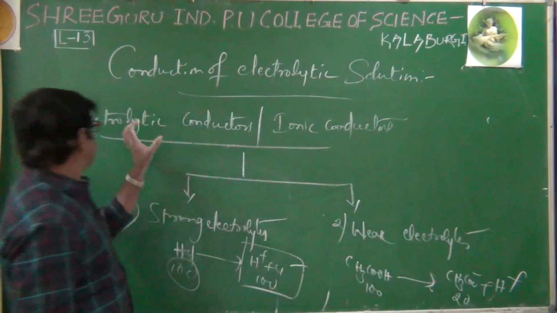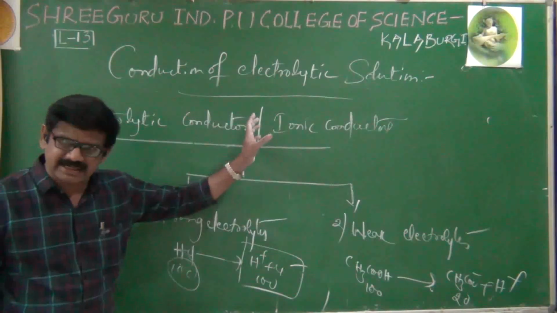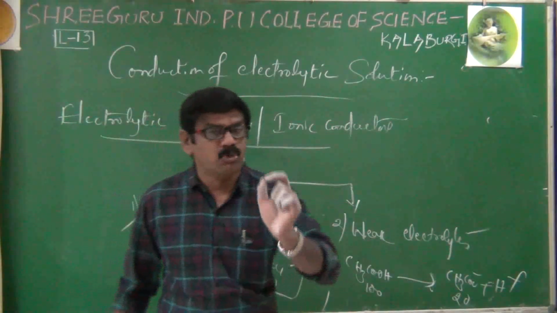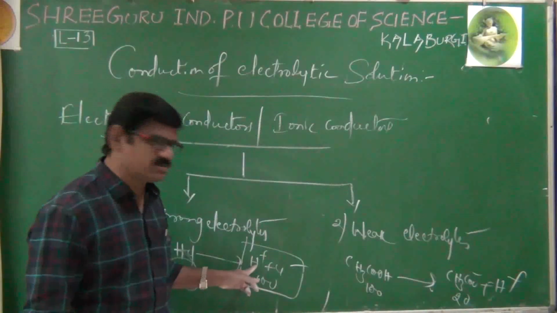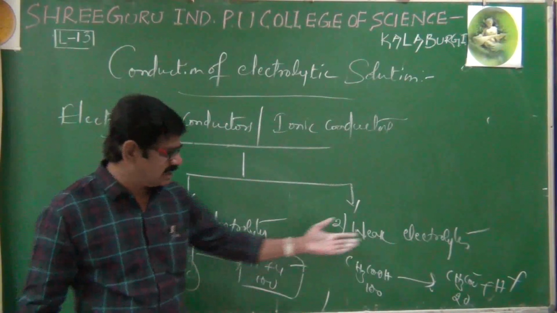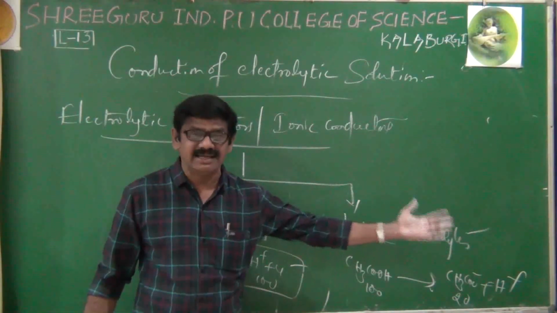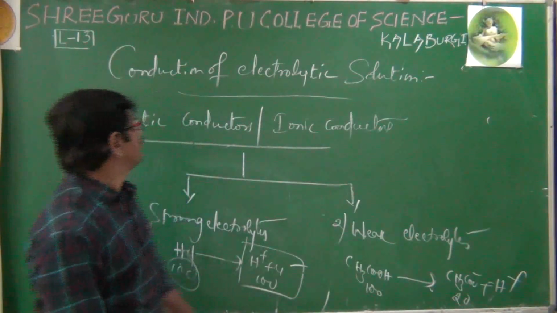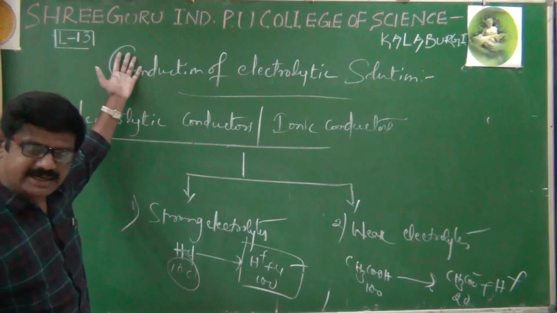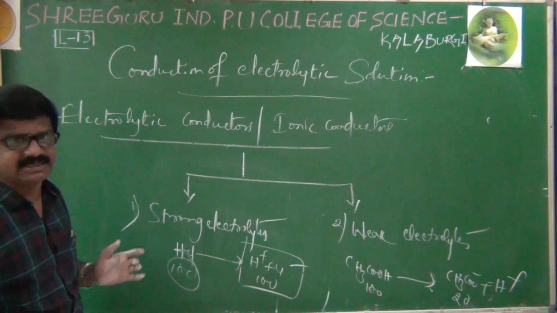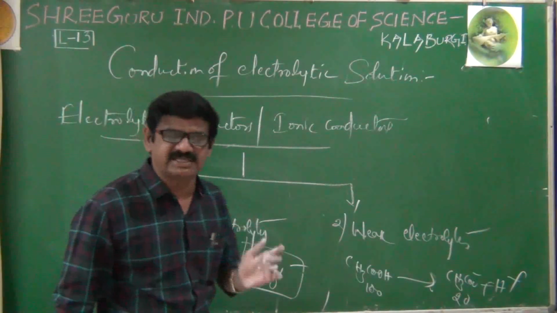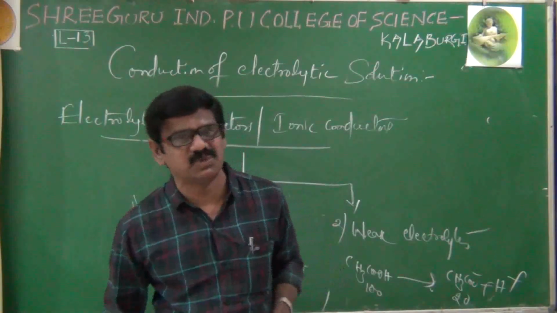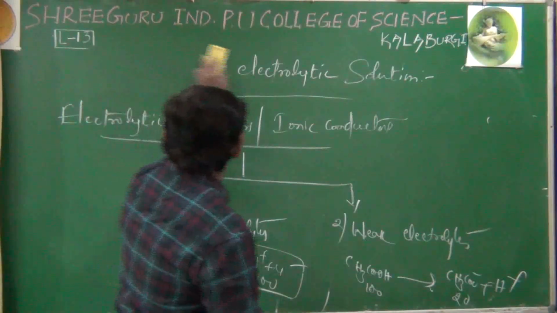Because electrolytic conductors, or ionic conductors, are the substances which allow current due to movement of ions. More ion movement, automatically more current. Less ion movement, automatically less current. That's it. This is about metallic conductors as well as electrolytic conductors. Now we will discuss the differences between metallic conductors and electrolytic conductors.